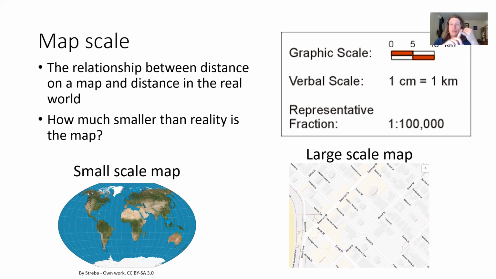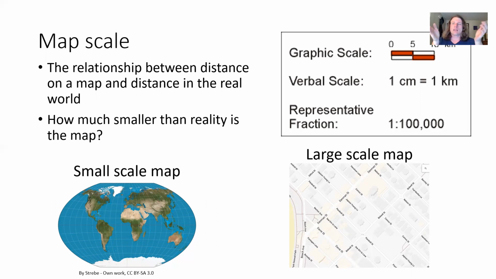There's the graphic scale using a scale bar, which you did in lab 1. There's a verbal scale, so you can say 1 centimeter on the map equals 1 kilometer in the real world, or you can use a representative fraction, so 1 to 100,000, which means that 1 unit on the map is equal to 100,000 units in the real world. And you'll get a little bit of practice with this in lab 2.